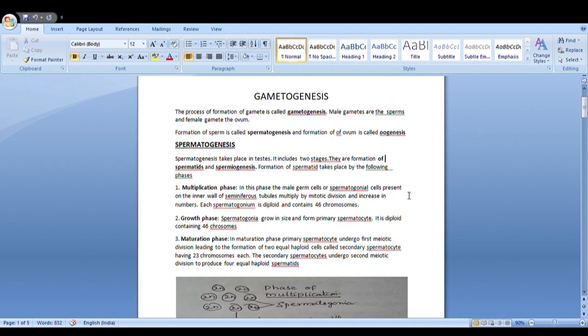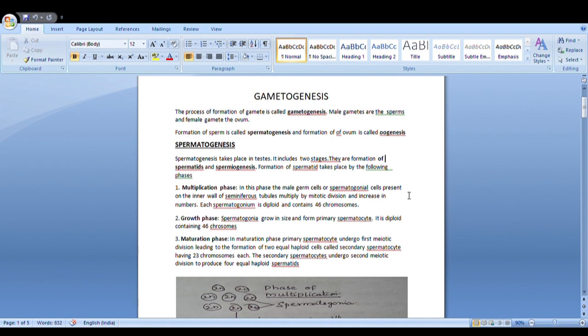Next is the growth phase. In growth phase, spermatogonia grow in size and form primary spermatocyte. It is diploid containing 46 chromosomes. The third phase is the maturation phase. In maturation phase, reduction division take place. That is, first and second meiotic divisions take place in maturation phase.